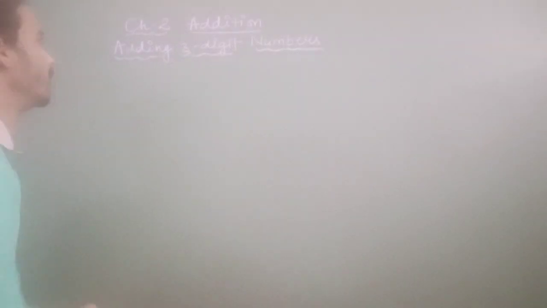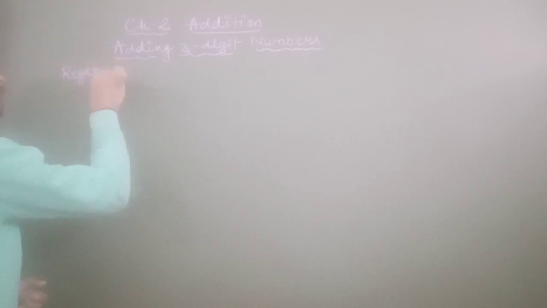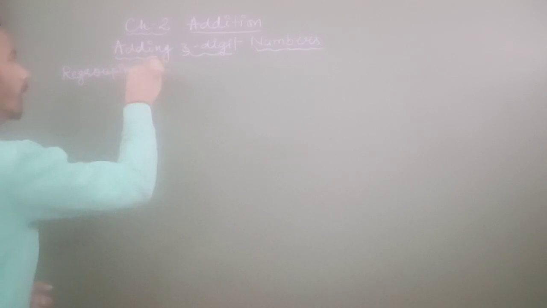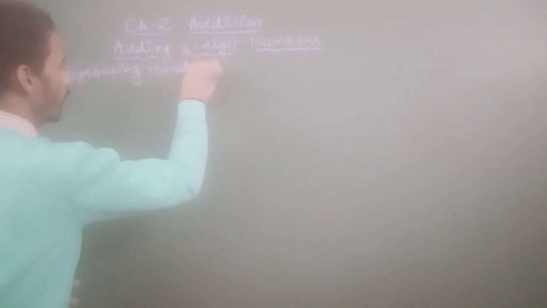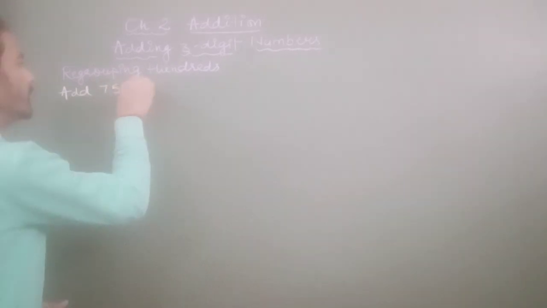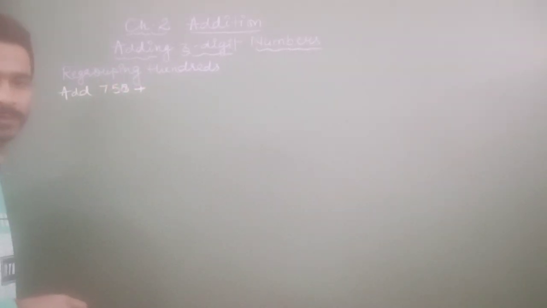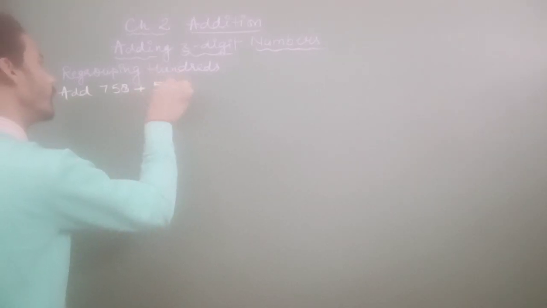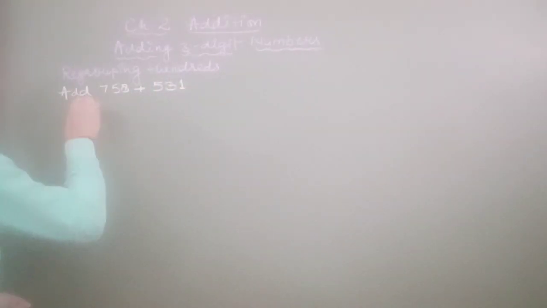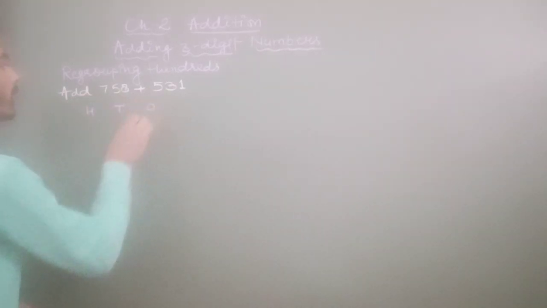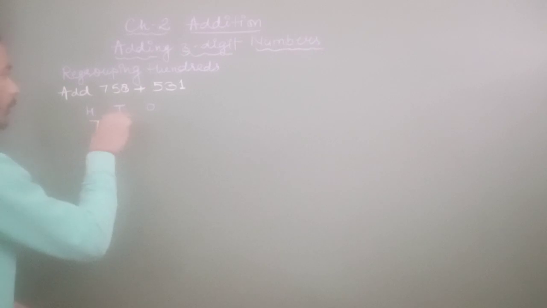Now the next topic is regrouping hundreds. Okay, so there is an example: add 758 plus 531, and write in a column, hundreds, tens, ones, 758 plus 531.